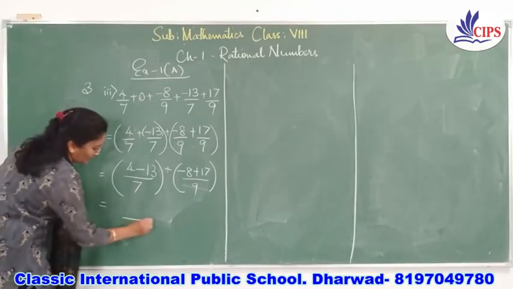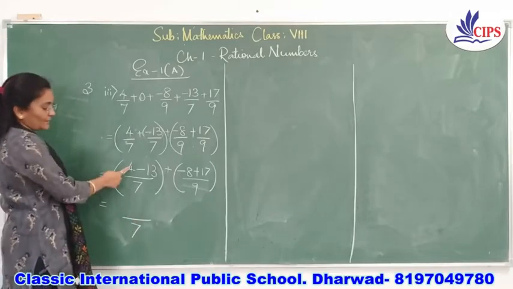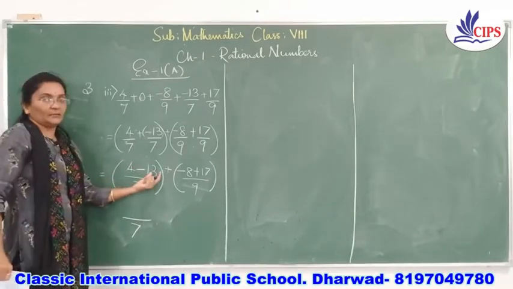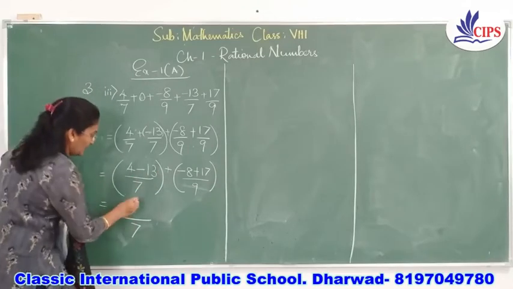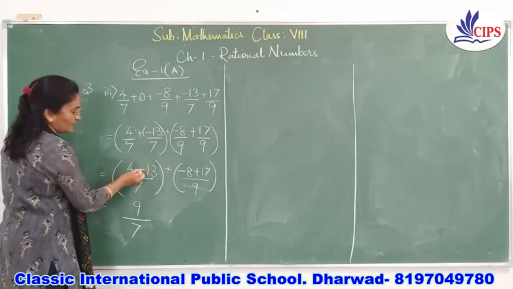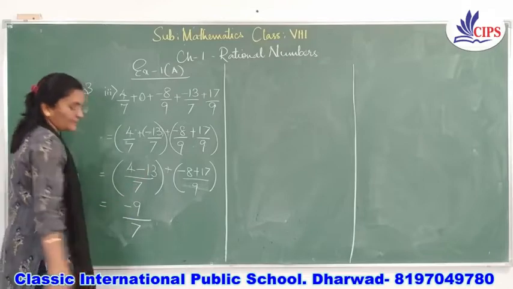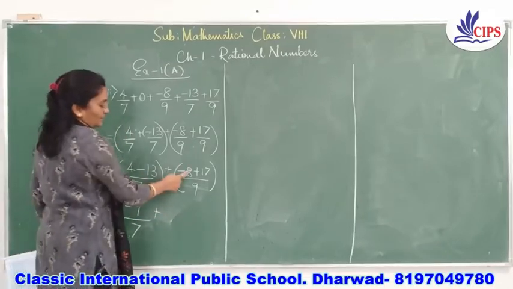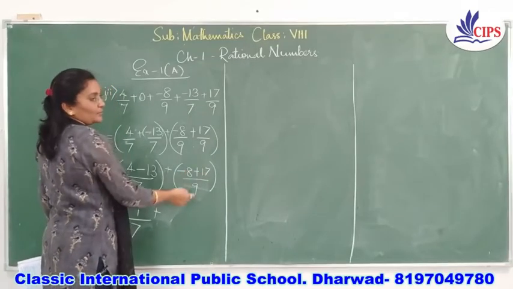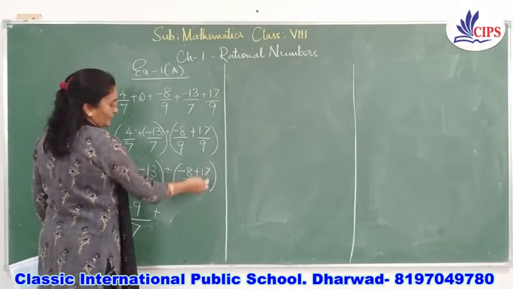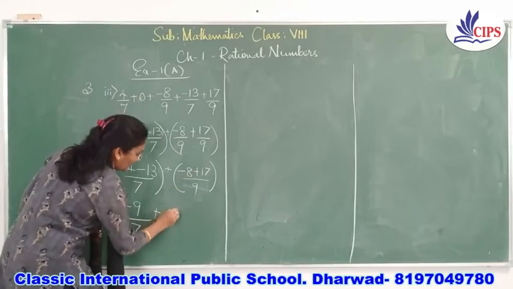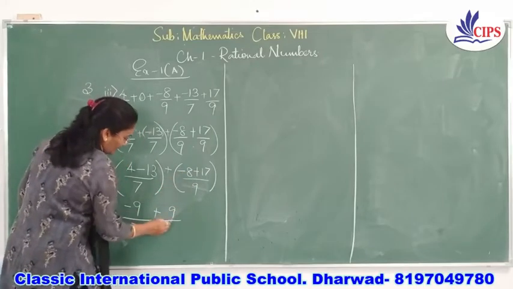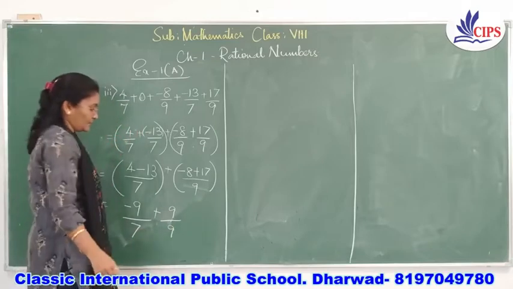7 is the denominator, I'll write 7. And what is 4 minus 13? So we'll subtract 4 from 13. What is 13 minus 4? It's 9. And 13 is greater, 13 is having negative sign. I'll write minus 9 by 7. Plus here minus 8 plus 17. So we'll subtract this 8 from 17. What is 17 minus 8? 9. 17 is positive, so I'll write plus 9 and our denominator is 9.